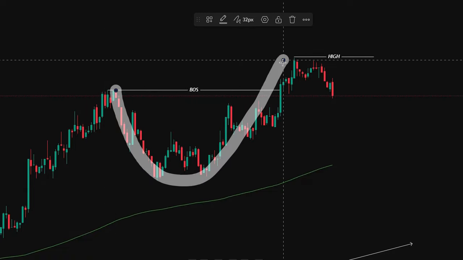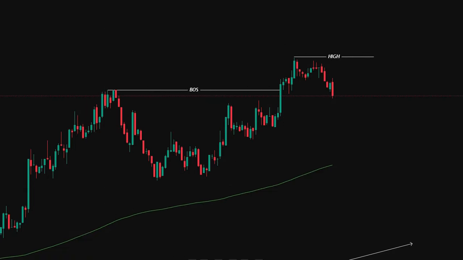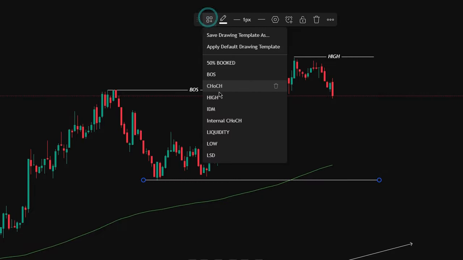And the lowest point before creating this move, before creating this breakout, is here. So this will be the recent low. So this is our recent low. Actually this is structure marking.